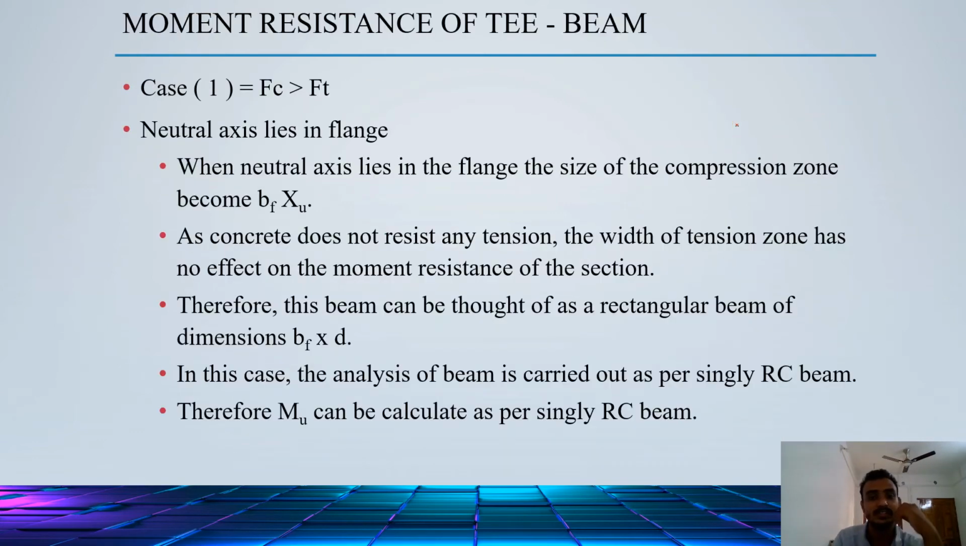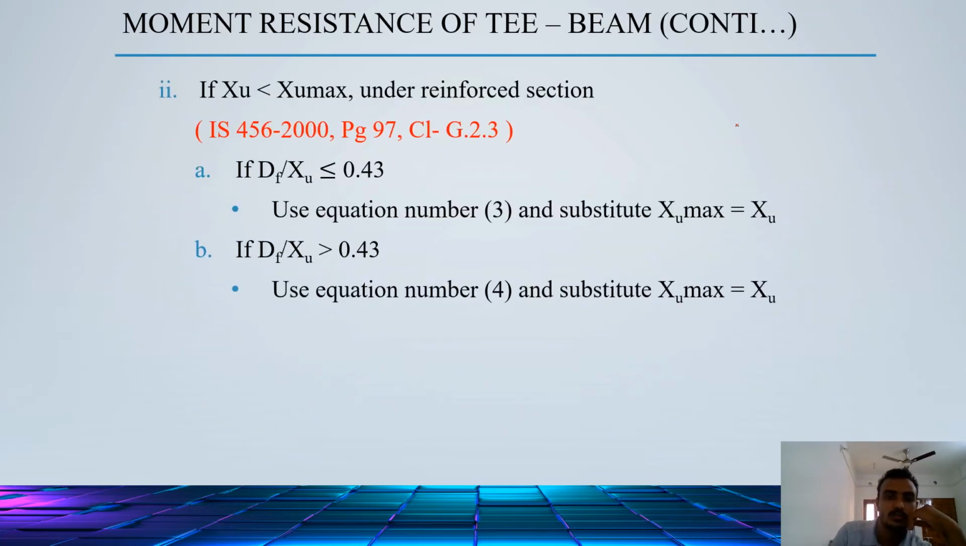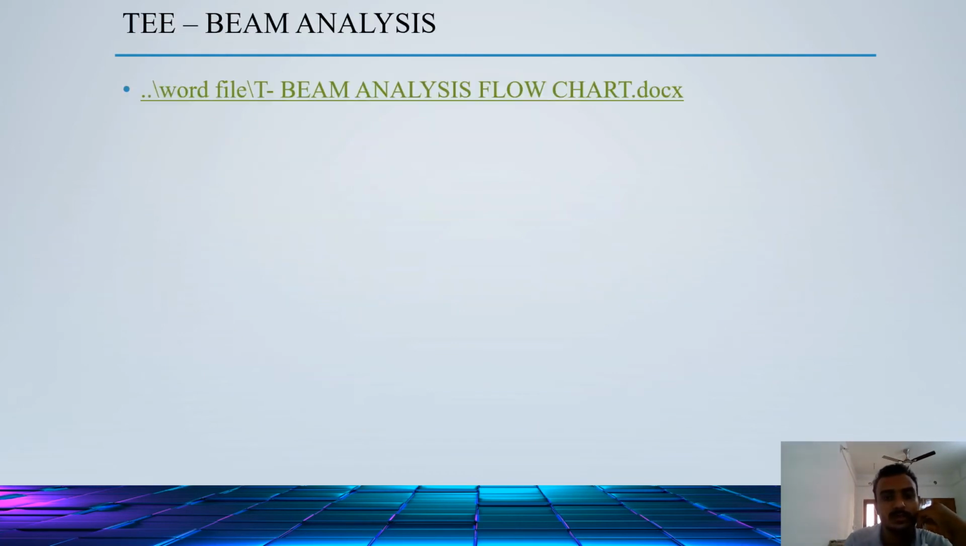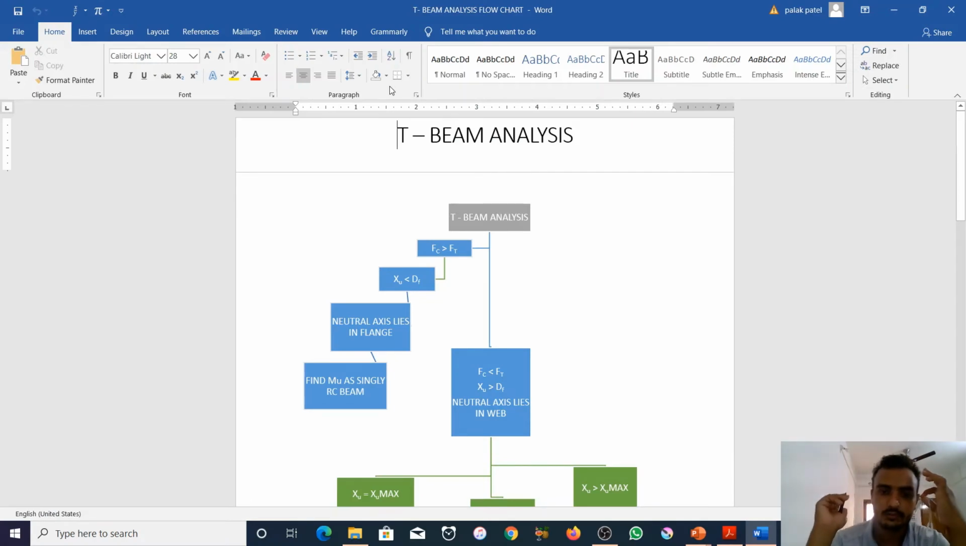And after that, the moment resistance of the T-beam. So I have a flow chart for the T-beam analysis. Let's check this out. So how to analyze a T-beam? We have two components here, one is a beam and second is a slab. So for the analysis of the T-beam, we have one flow chart to follow.